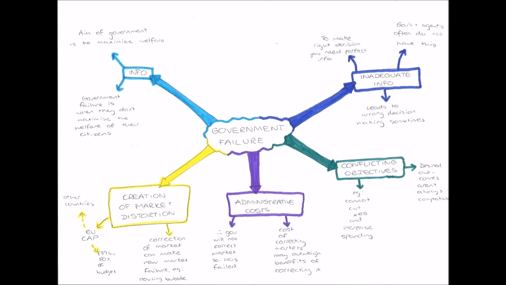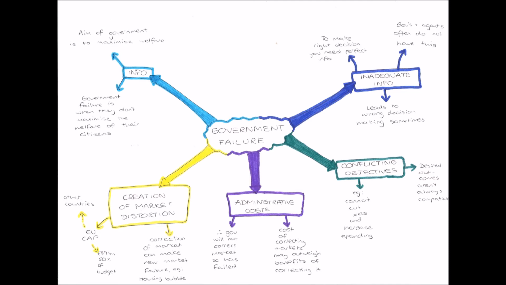Now, governments can fail due to 4 reasons, and our first reason in the top right is inadequate market information. In order for governments to make the perfect economic decision that will benefit the people in the best way, they need to have perfect market information. However, governments obviously, just like everybody else, don't always have this. So therefore, if they make the incorrect decision because they don't have the right information, then they have not maximised welfare by making the wrong decision, or they have created a net welfare loss, so have therefore failed.